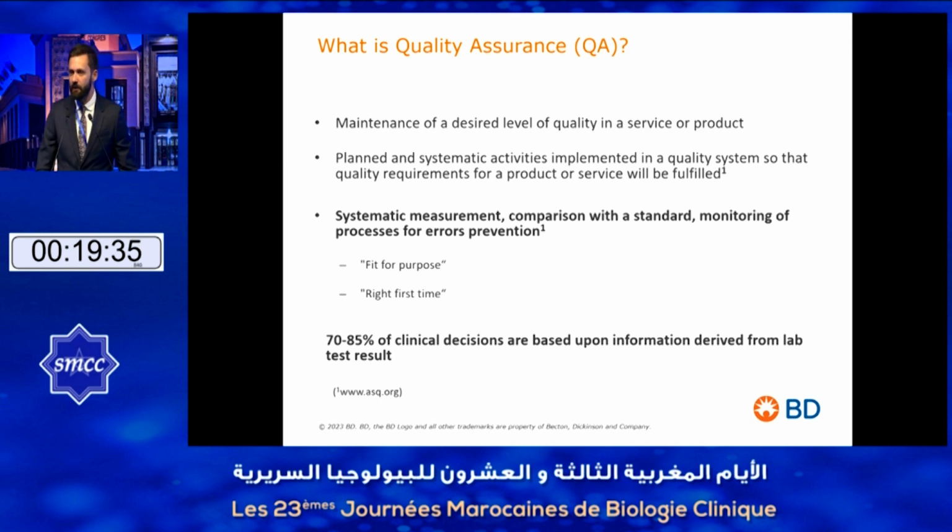So for instance, when we collect blood for any lab test, we try to get a specimen of appropriate, good quality, the first time without recollection and retests. Because the majority of clinical decisions are based on lab test results.